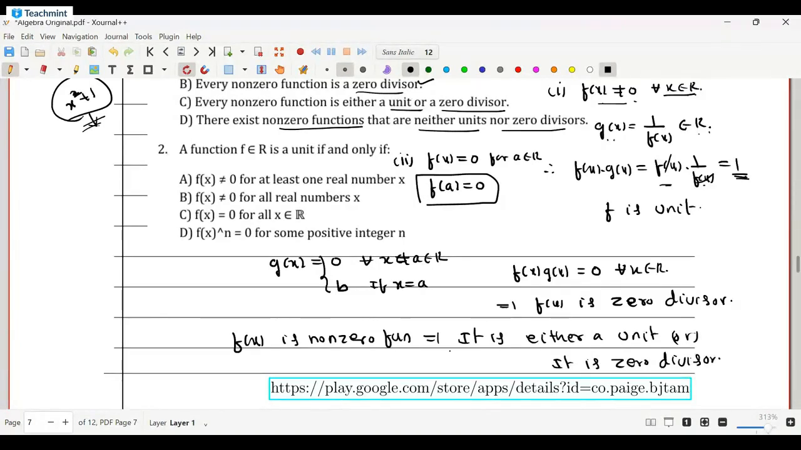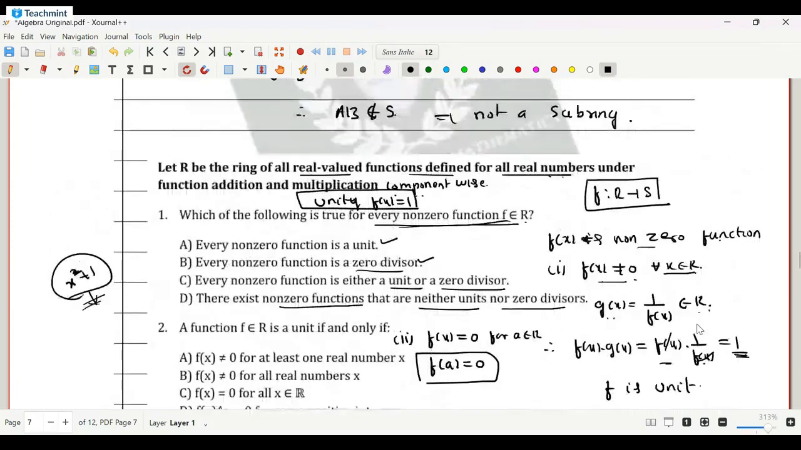If f of x never vanishes, then it is a unit. If it vanishes at some point, then it is a zero divisor. There could be one or more such points, no problem. Then those functions are zero divisors. If f of x never takes 0, then those functions are units. So all non-zero functions are either units or zero divisors. Therefore every non-zero function is a unit or zero divisor.